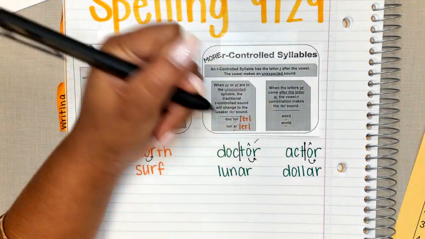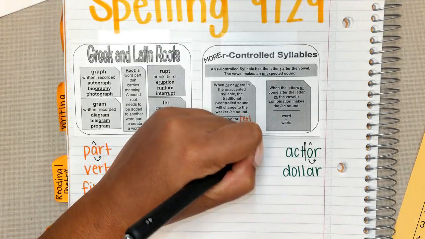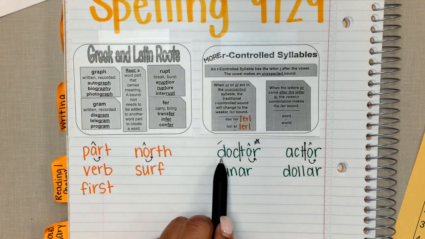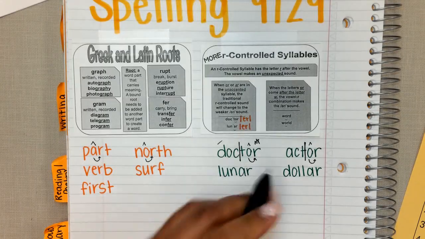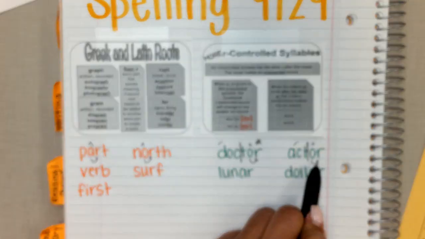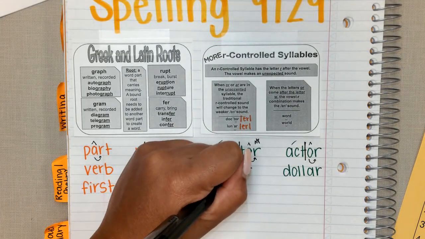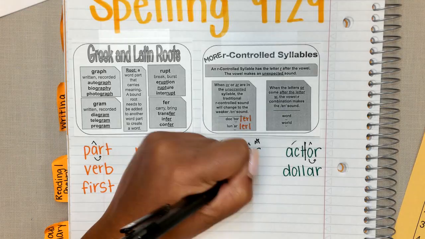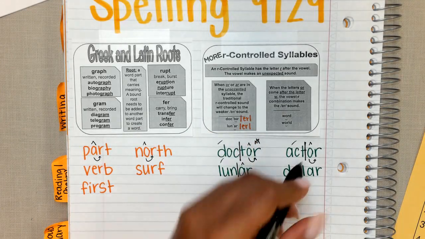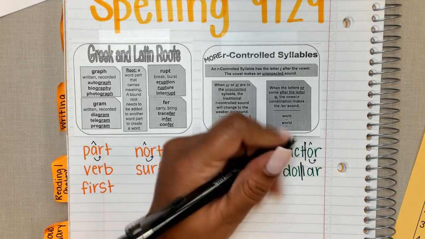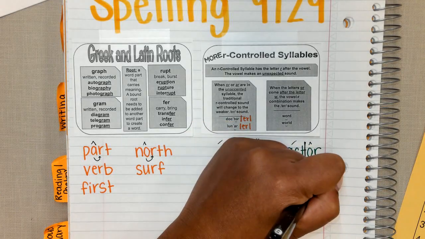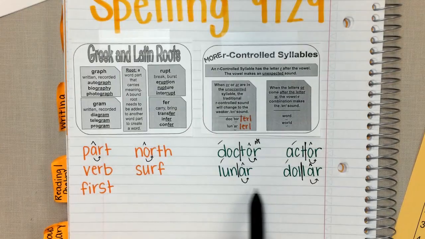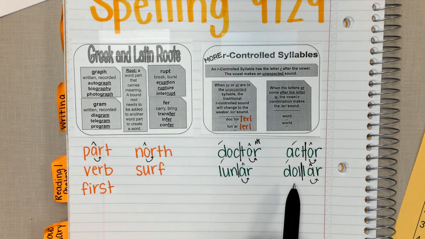So that accent mark is going to go here because we emphasize this syllable. Doctor, actor, lunar, and dollar. So this is how you are going to code more R-controlled syllables.